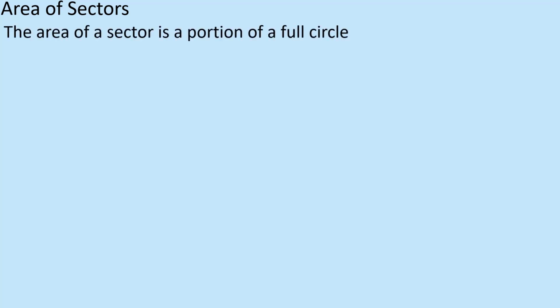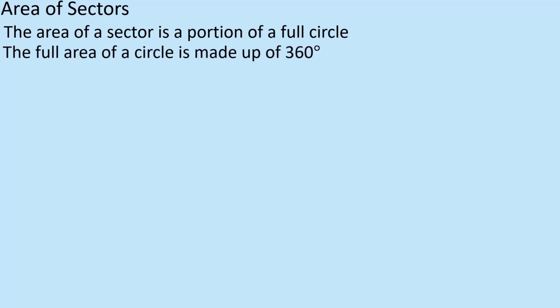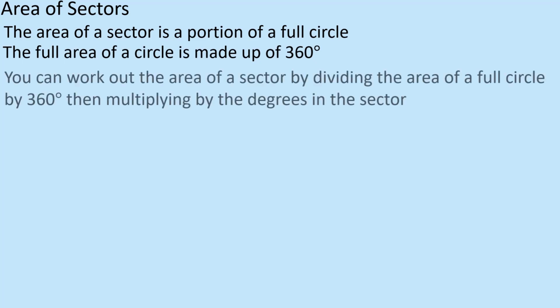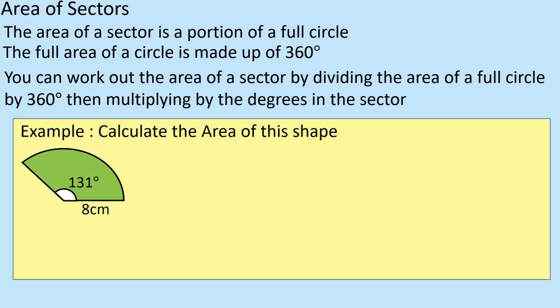All right, let's look at sectors, because the process of sectors is pretty much the same, but rather than working out the distance on the outside, we're talking about an area. So I need to know the area of a circle first of all. So the area of a sector is a portion of a full circle, and the full circle is made up of 360 degrees. And we're going to do pretty much the same thing we just did for an arc length, but this time with the area.